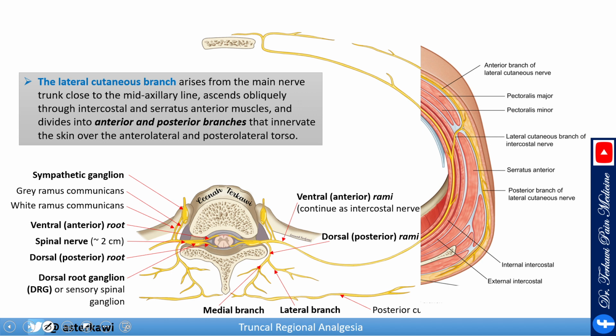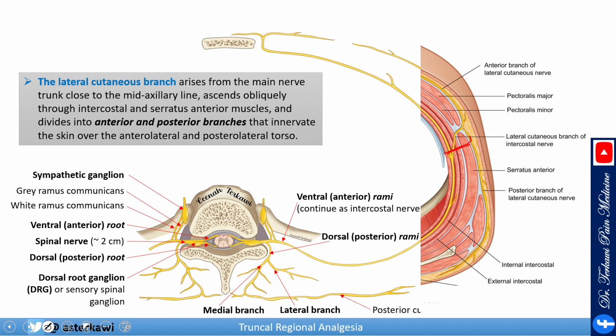So about mid-axillary line, the lateral cutaneous branch start to branch off to the anterior and posterior branches that innervate the skin anterolateral. Usually this is the lateral cutaneous here pierce through the serratus anterior, and in the plane above the serratus anterior, it bifurcates to the anterior and posterior branches.